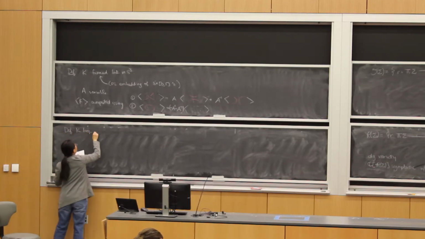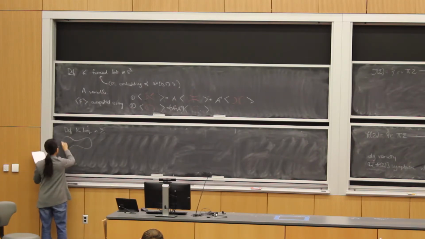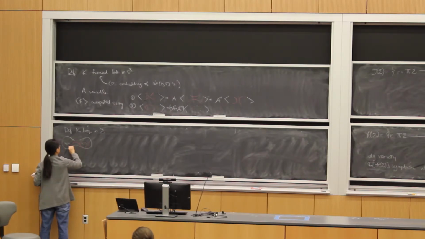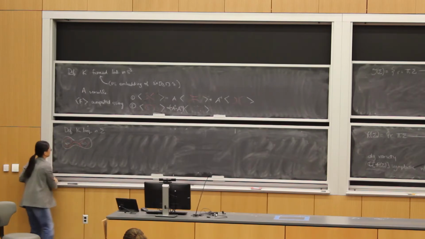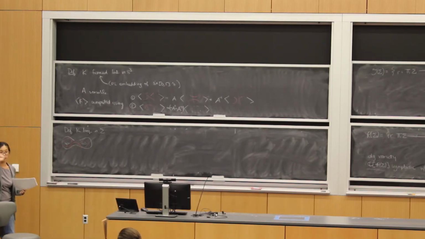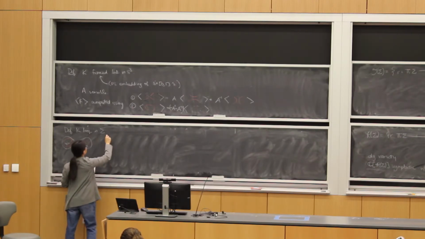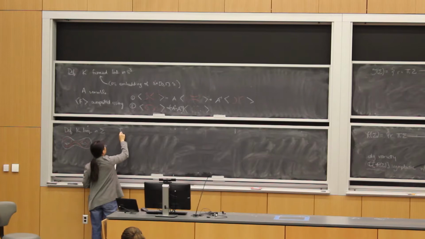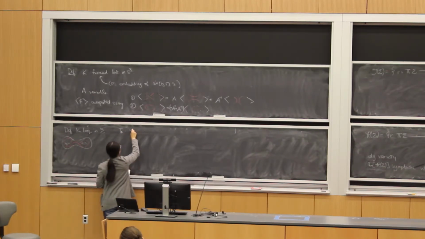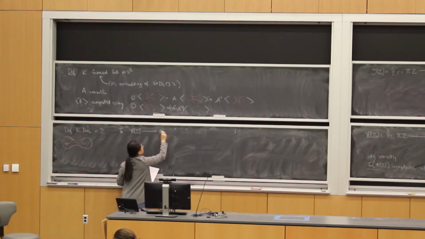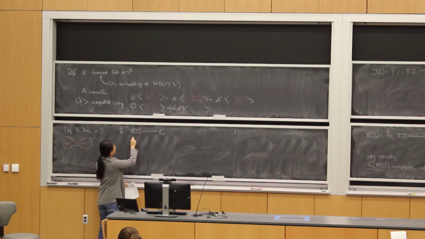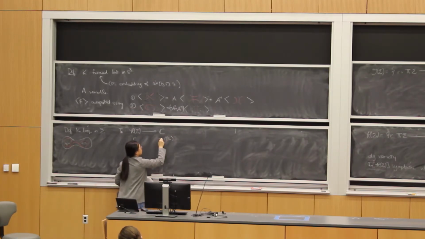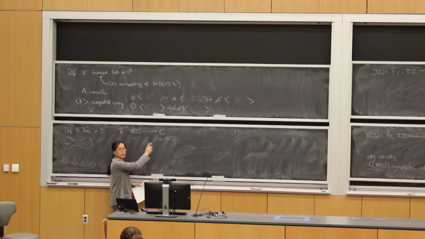K is a loop in sigma. In your head, you should think of it as follows: my surface isn't thick, so I might have crossings. I'm going to define this function that goes from R of sigma to C. This is kind of like an evaluation map at K. If I have a homomorphism from pi 1 to SL2C, I can evaluate it at K and then take its trace. Then I get a complex number at the end.